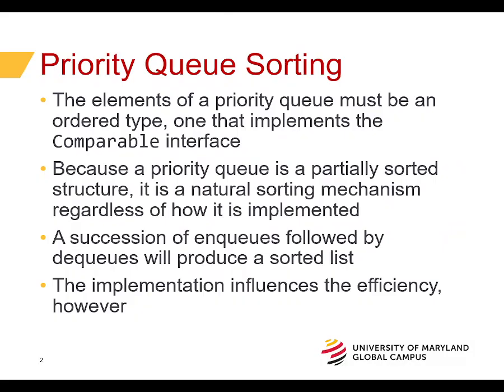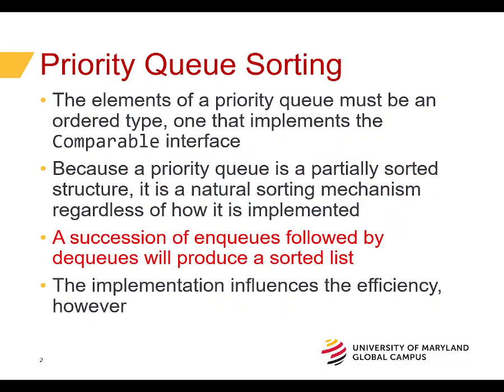Any implementation of a priority queue can be used to implement a sorting algorithm. Let's explore why that is true. The elements of a priority queue must be an ordered type, one which implements the Comparable interface, which means that any sort implemented with a priority queue is a comparison sort. Because a priority queue is a partially sorted structure, it is a natural sorting mechanism regardless of how it's implemented.